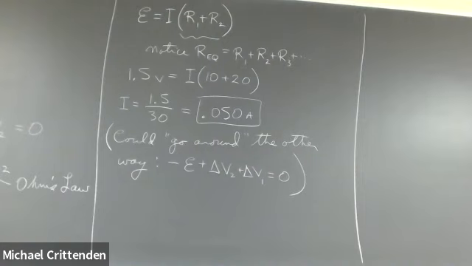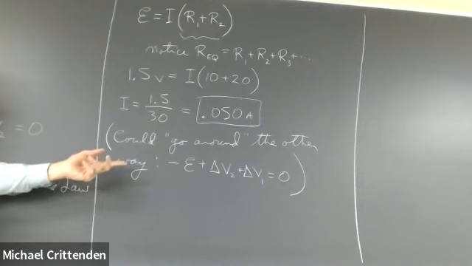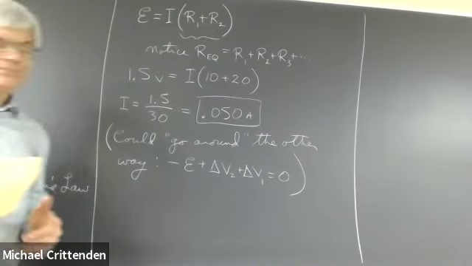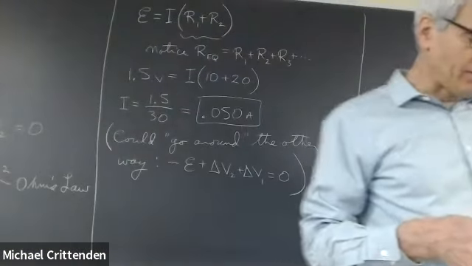It makes no difference. If I started here and went around counterclockwise, you'd go down across the battery, and then you would cross the resistors going from the downstream end to the upstream end, which would be increases in potential. And you get what amounts to the same equation, except it's been multiplied through by -1, which has no effect on how the answer comes out. So how do you know which way to go around? You flip a coin because it makes no difference. Clockwise or counterclockwise, pick your favorite.